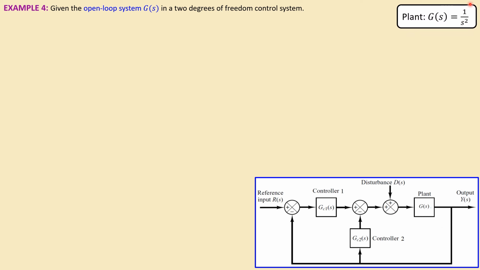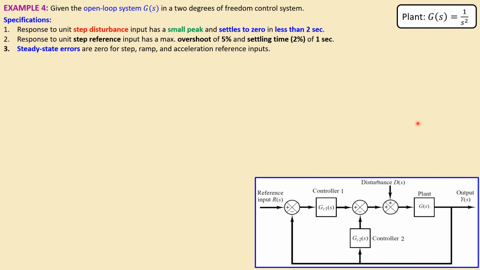The plant is in this case a very simple expression, 1 over s squared. So this will of course also be worked out step by step. This will also be a little bit special because we have 2 poles only at the origin. So let's see what we get.